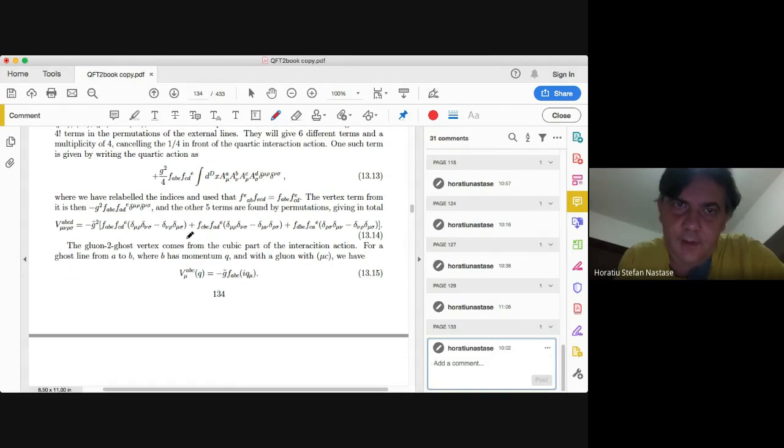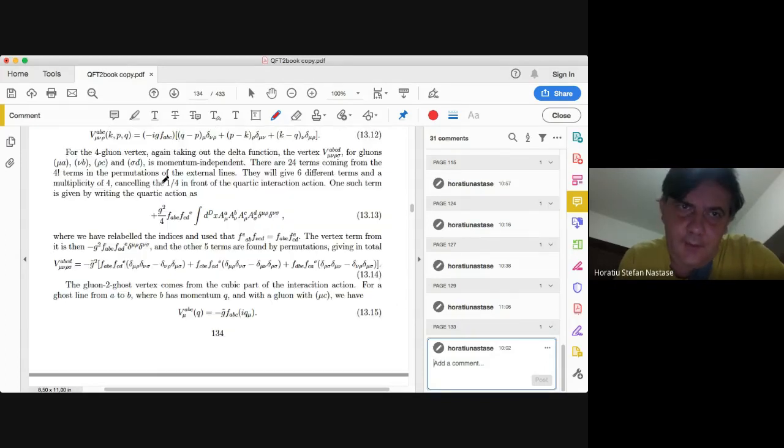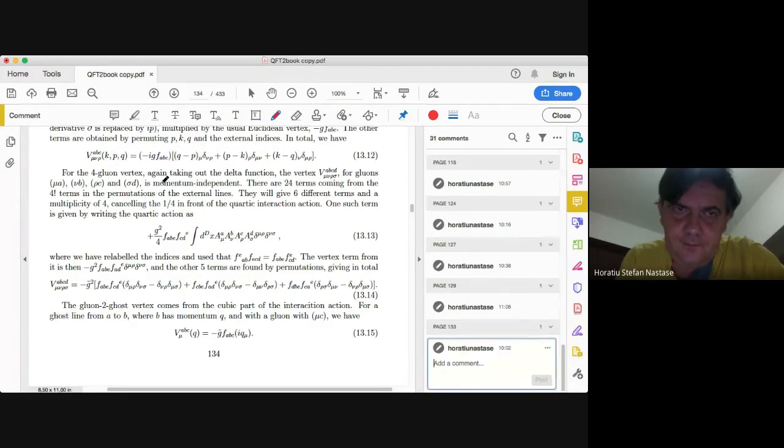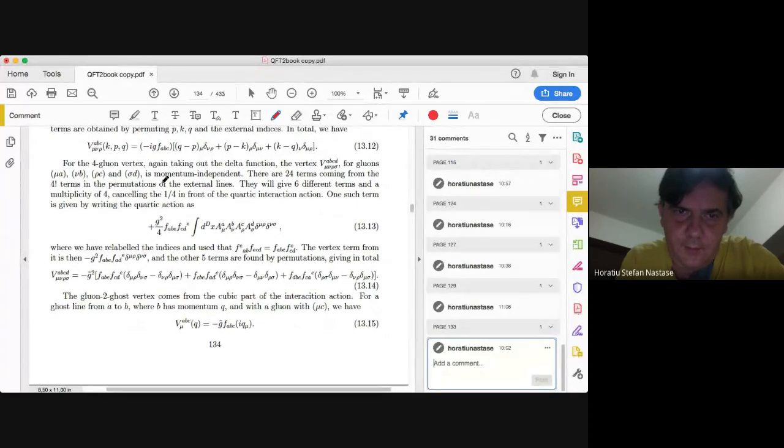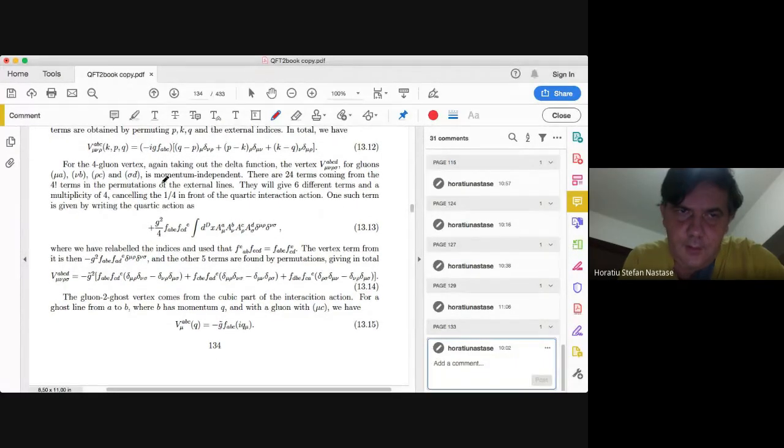So the vertex. So the vertex then from this thing is, with a minus, minus g squared delta mu rho delta mu sigma with this contraction.